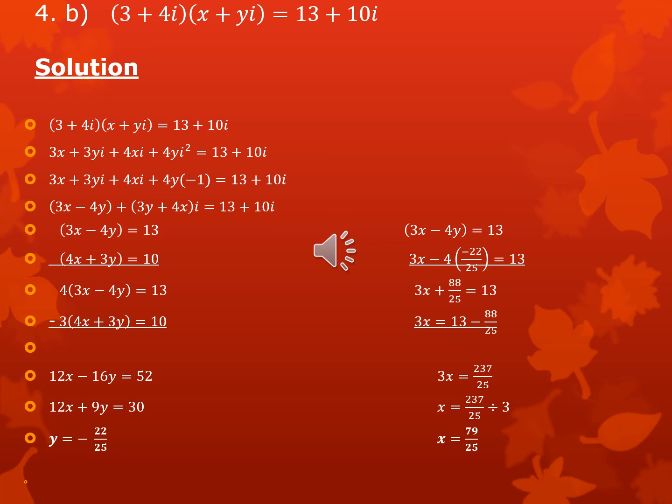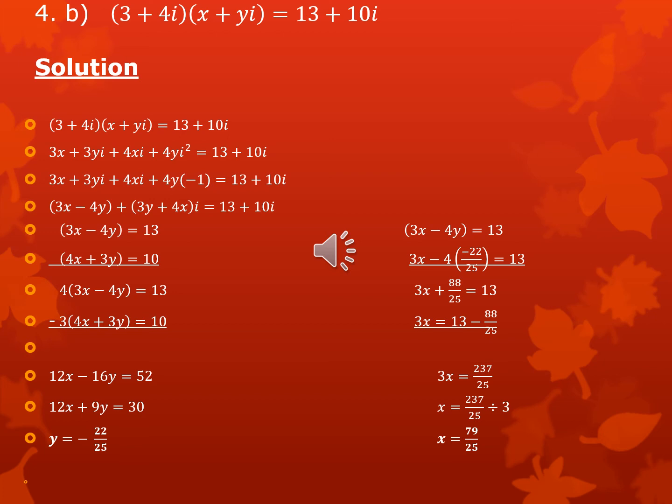3 times x gives us 3x. 3 times yi gives us 3yi. 4i times x gives us 4xi. 4i times yi gives us 4yi squared, and that is equal to 13 plus 10i. In the next step, we will replace i squared with -1 and we get 3x plus 3yi plus 4xi minus 4y is equal to 13 plus 10i.